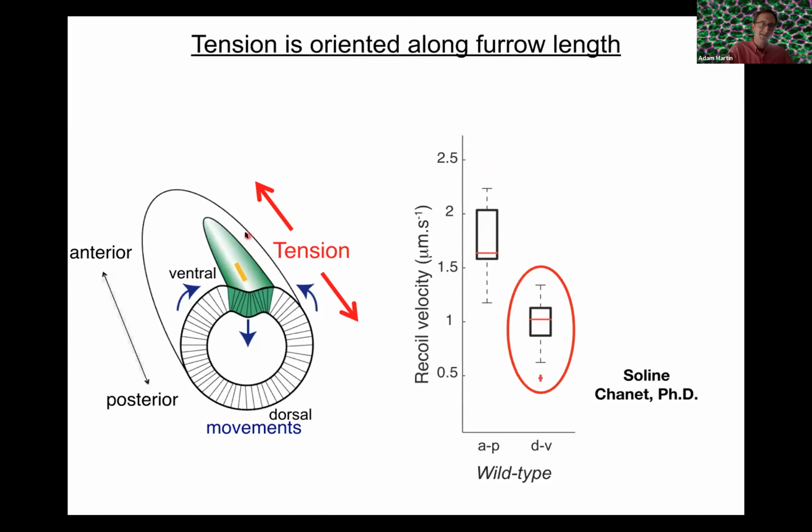So this suggested that there was anisotropic tension that's generated in this tissue during the folding process, where the tension is oriented along the length of the furrow and the long axis of the embryo.